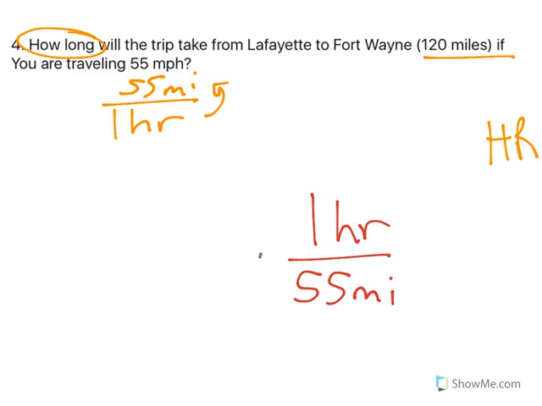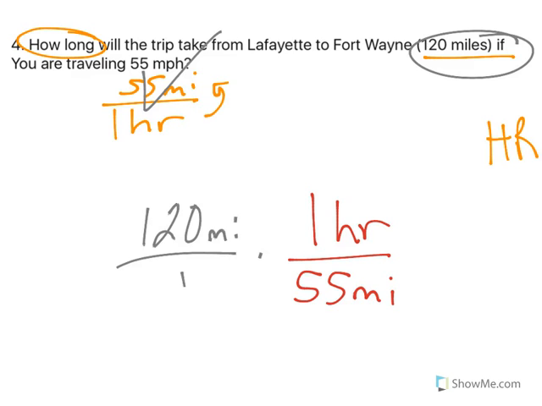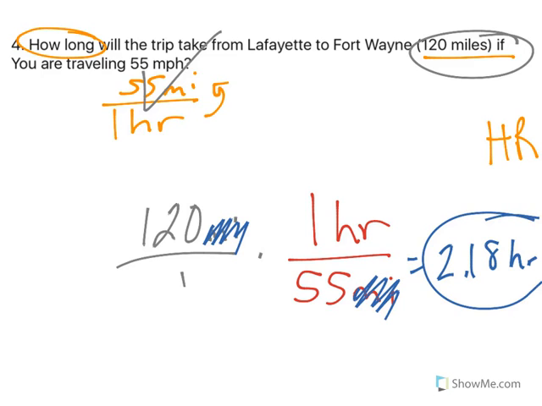So when I think about that, now I've used this piece of information, I just need to use 120 miles. Well, if I put 120 miles over 1, you'll notice that the miles cancel out. And now I'm left with just hours. So 120 divided by 55 is 2.18 hours, which is how long it'll take to get from Fort Wayne to Lafayette.